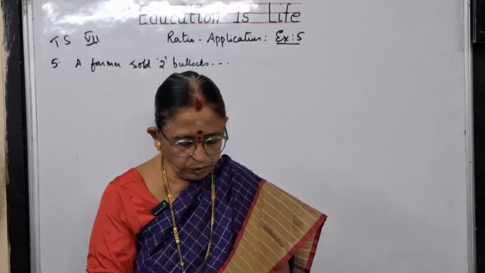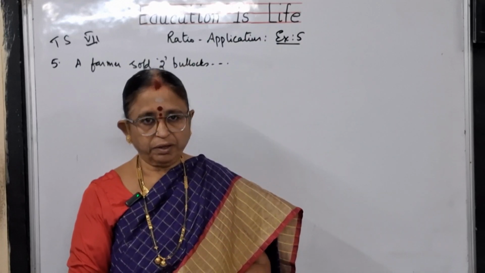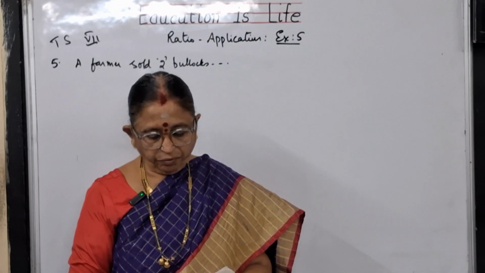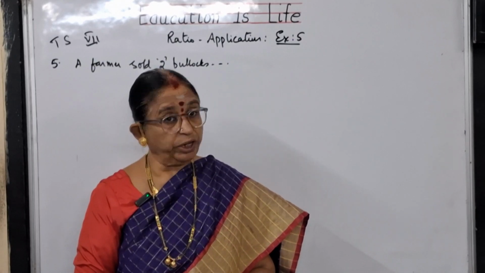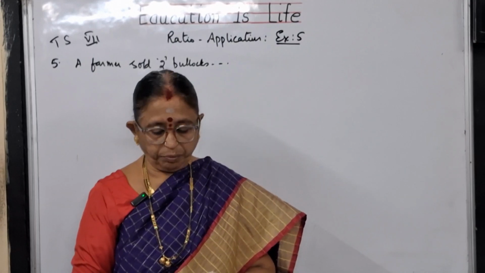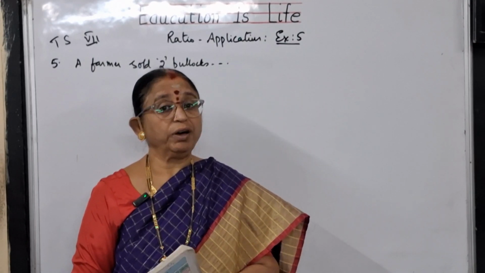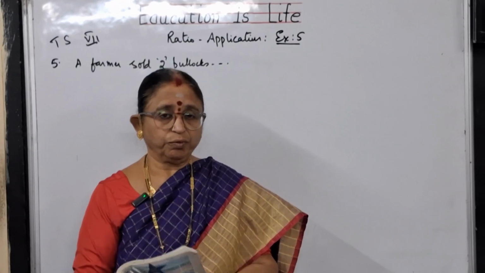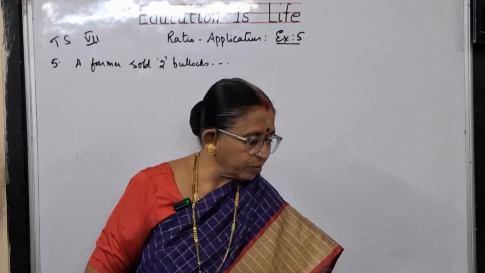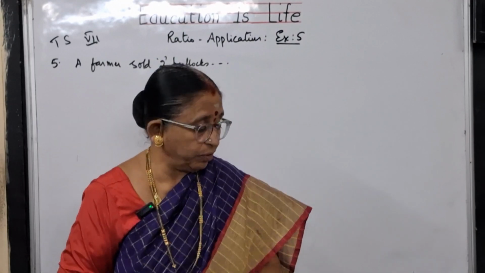A farmer sold 2 bullocks for rupees 24,000 each. So each bullock he has sold for 24,000. On one bullock he gained 25% and on the other he lost 20%. Find his total profit or loss percent. So for one he has got some gain and for one he has got loss. So on the whole, whether he got gain or loss, we have to find out.